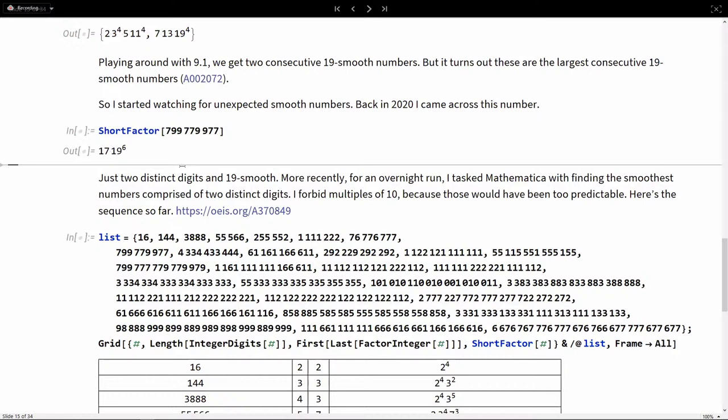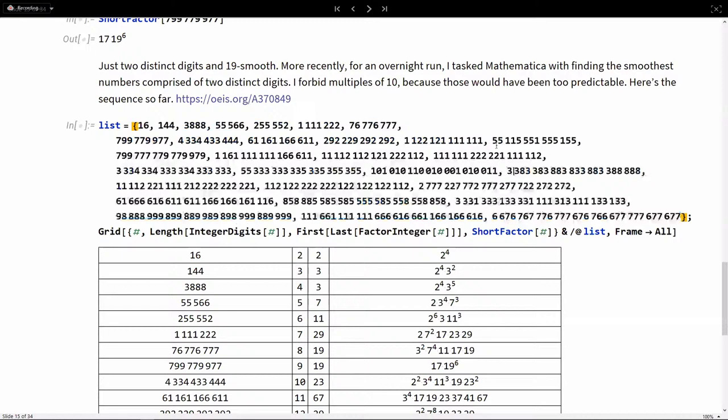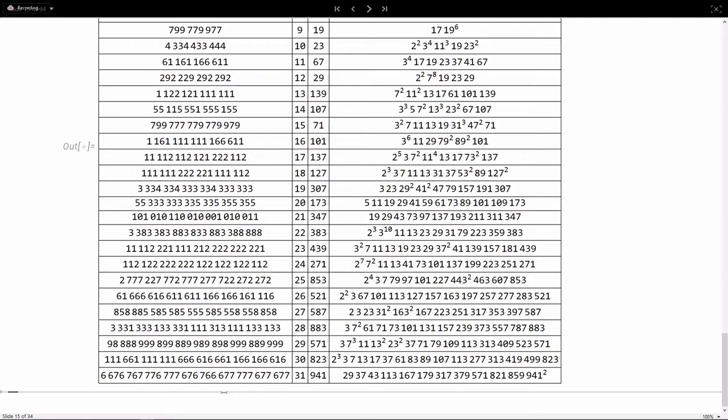And playing around with that more, I wondered, well, what are some other 19 smooth numbers that can be found? And it turns out that this number here, which is all sevens and nines, is a 19 smooth number. 17 times 19 to the sixth is this weird number. So in an overnight run, I decided to take a look at what are the smoothest numbers made out of two digits. And it turns out that these numbers, now in the Online Encyclopedia of Integer Sequences, are the smoothest values. And here are their representations and factorizations.